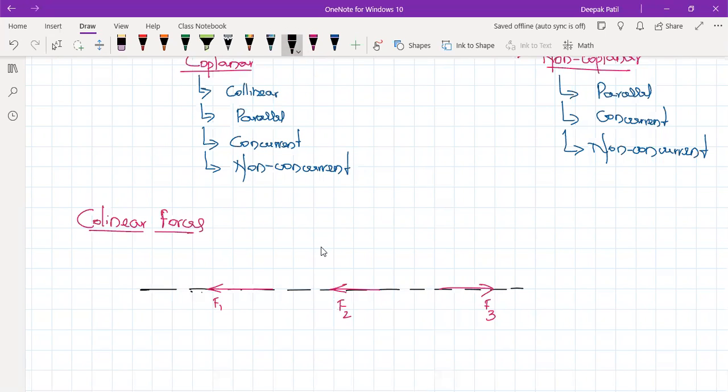Now, if you see the line of action of force F1, the line of action of force F2, and the line of action of force F3, all are coinciding with each other. Yes or no? Yes, sir. The lines of action of forces F1, F2, and F3 are all coinciding with each other. Then the system formed by these types of forces is called collinear forces. Have you understood?